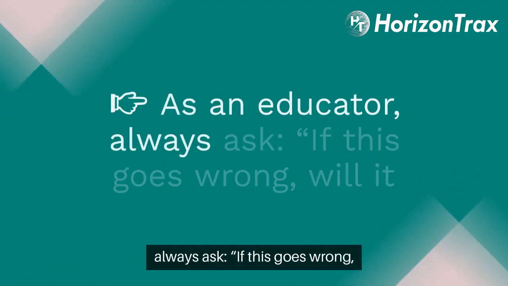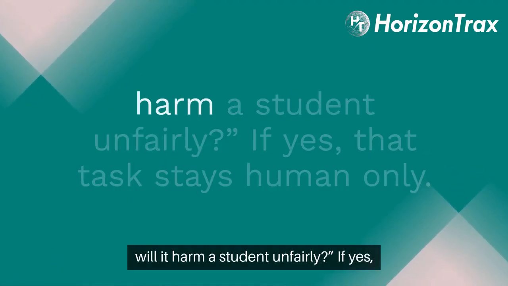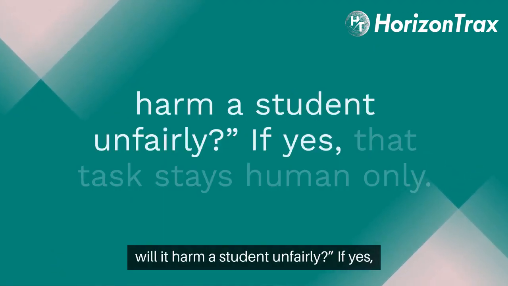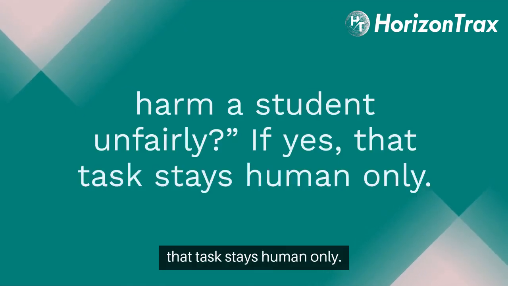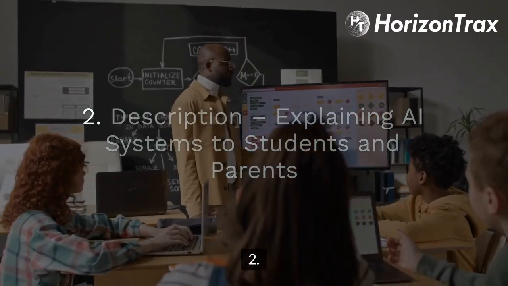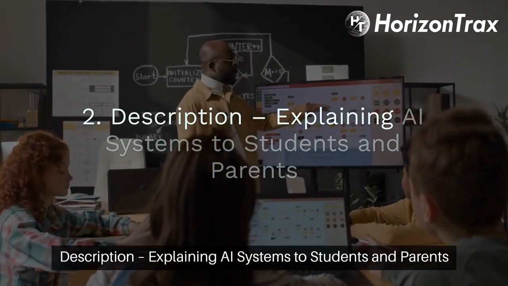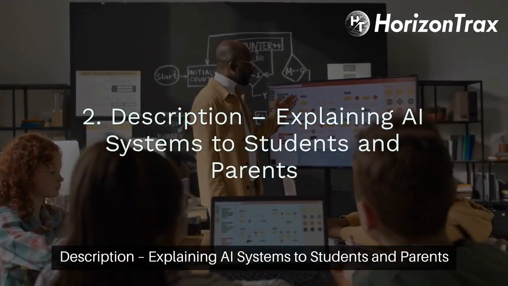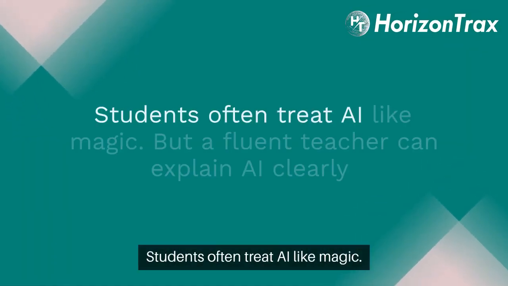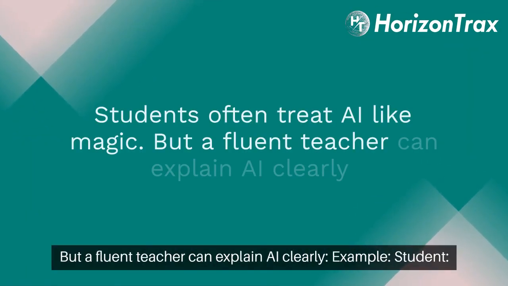As an educator, always ask, if this goes wrong, will it harm a student unfairly? If yes, that task stays human only. 2. Description. Explaining AI systems to students and parents. Students often treat AI like magic, but a fluent teacher can explain AI clearly.